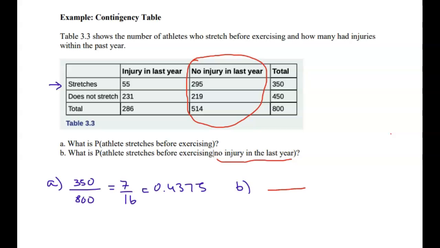All right, so athlete stretches, out of that group there were 295. Out of the whole group who had no injuries, that's 295 divided by 514. All right, I'm going to do that in the calculator, and we get 0.5739 in decimal form.